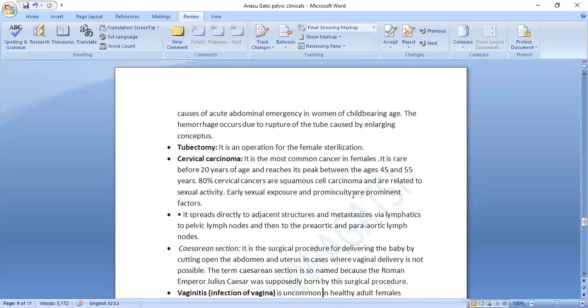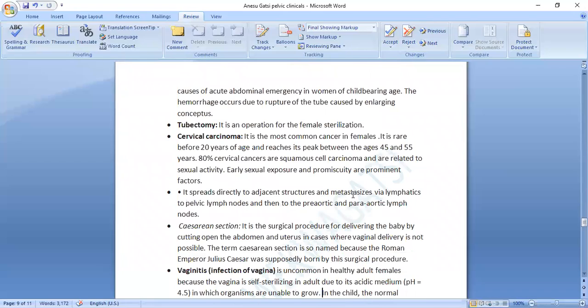Then a C-section, I guess this is no new information, different now from the episiotomy that we talked about earlier on. So this is just a surgical procedure that is done by cutting through the abdomen and the uterus in cases where vaginal delivery is not possible. But then to take note, you need to have prerequisite knowledge of the normal location of the bladder, if it has been drained before the process, or if it is full, because you may cut the bladder before you actually undergo a cesarean section.